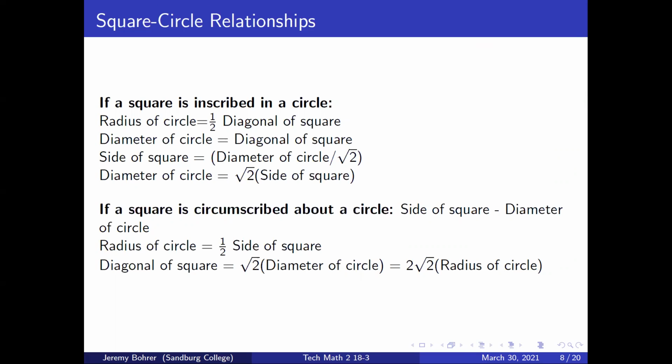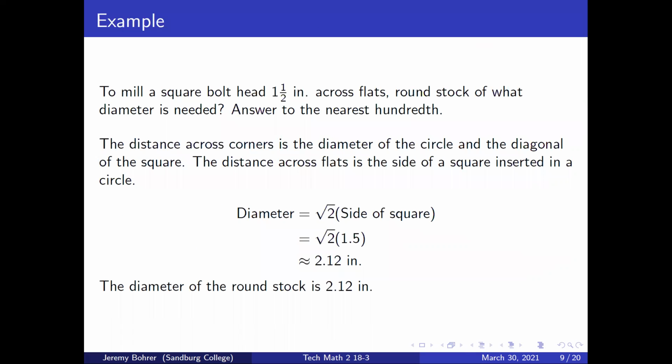If a square is circumscribed about a circle, the side of the square is equal to the diameter of the circle. The radius of the circle is 1/2 times the side of the square, and the diagonal of the square is equal to the square root of 2 times the diameter of the circle, which is 2 times the square root of 2 times the radius of the circle.